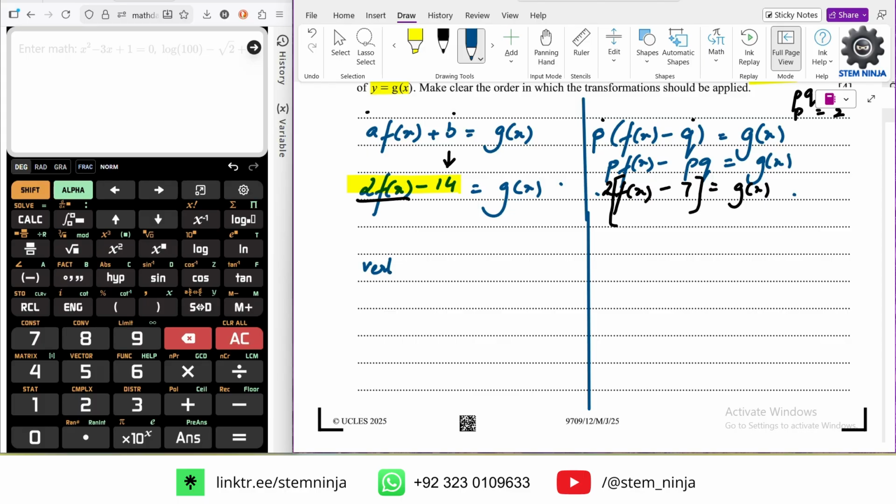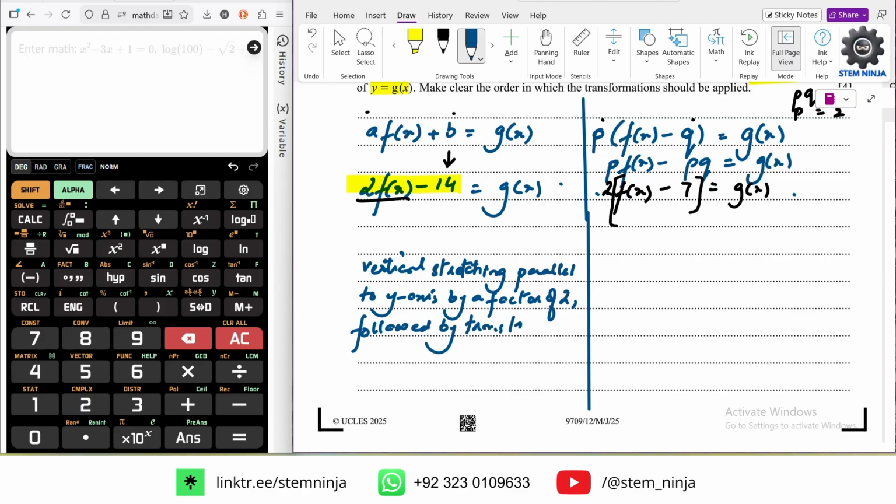So vertical stretching parallel to the y-axis. Vertical already means parallel to the y-axis, by a factor of 2, followed by translation by (0, -14).